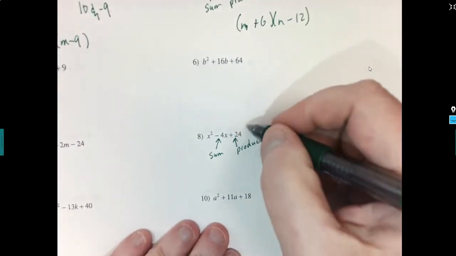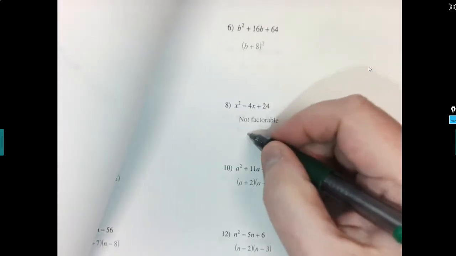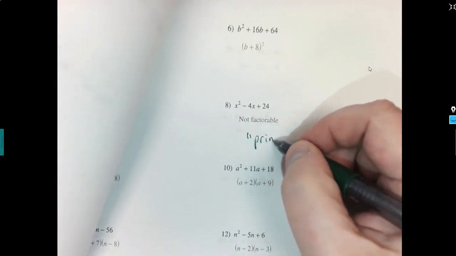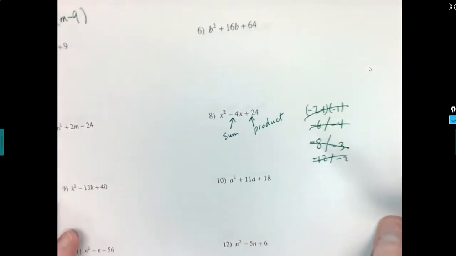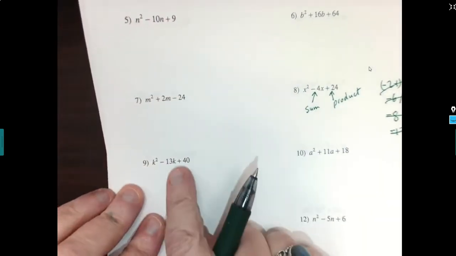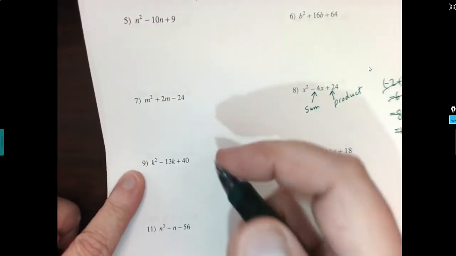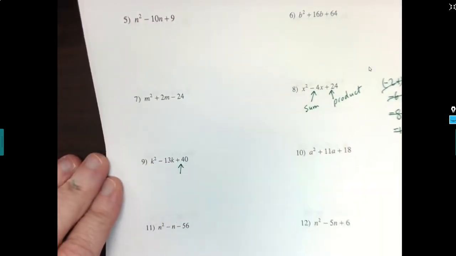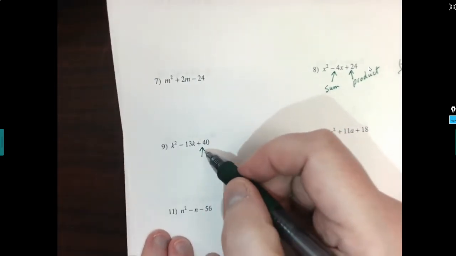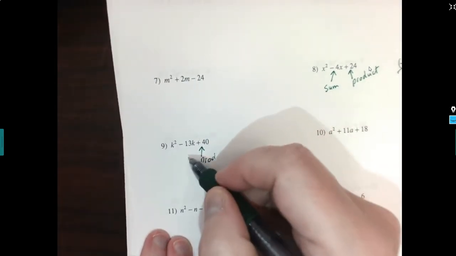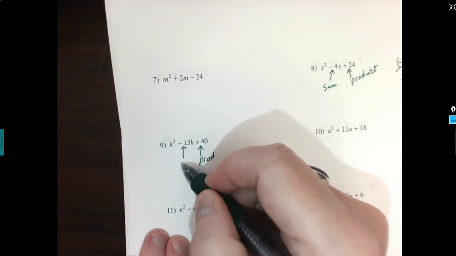Now, another term for this, instead of not factorable, is to use the word prime. And in WebWorks, they'll tell you to use the word prime if you cannot factor it. Okay, what about this? Are there two numbers whose product is 40, but whose sum is negative 13?